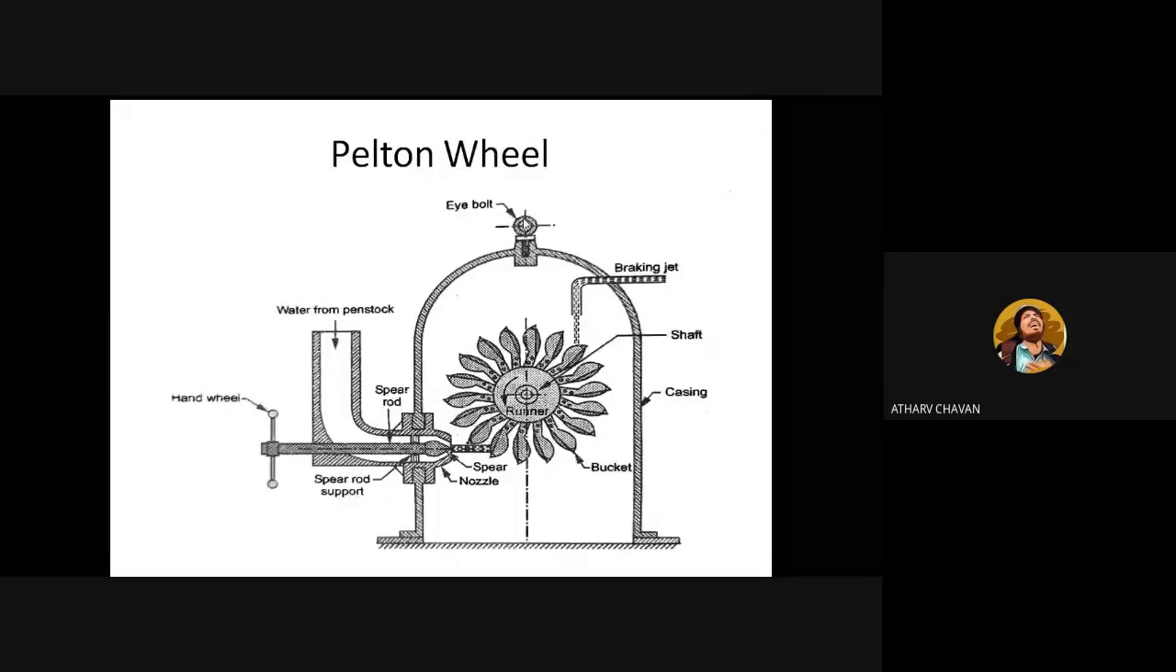And this eye bolt, so there are many electrical wirings inside the turbine. In order to remove the wirings out of the casing, there's an eye bolt provided here.